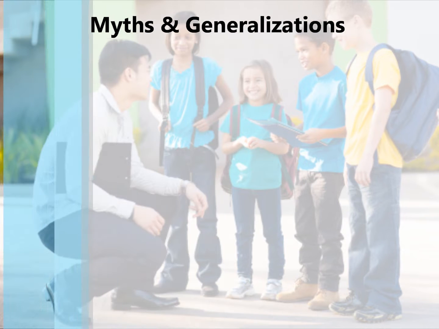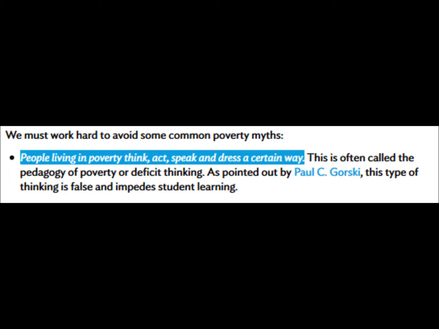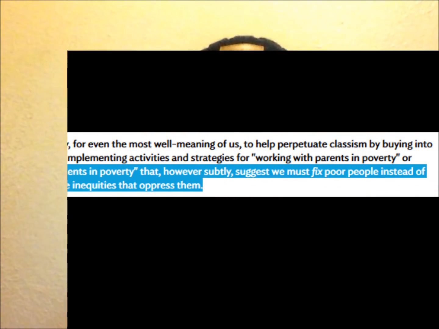Understanding students' funds of knowledge is essential in order to fight the poverty bias that we see in most classrooms today. The issue of poverty bias stems from myths and generalizations. Jensen states that one of the most common myths is that people living in poverty think, act, speak, and dress in a certain way. However, this is just not true. Poverty is not a culture, rather it's just another circumstance that plays into one's life.